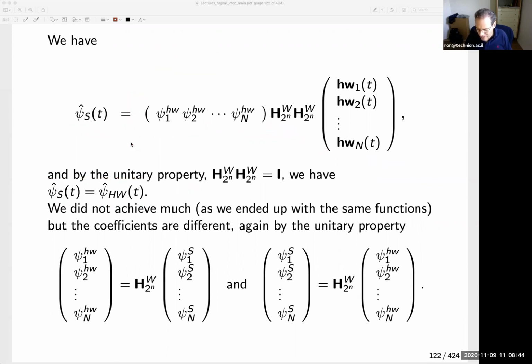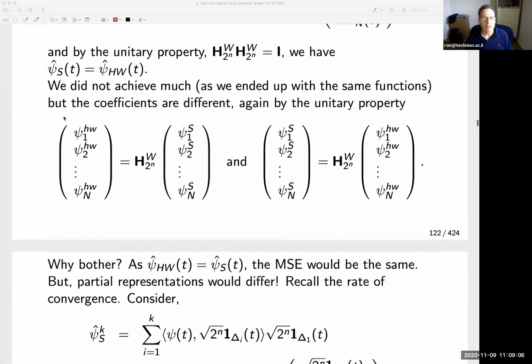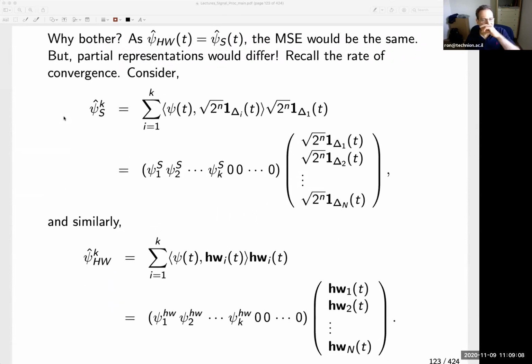So we didn't achieve much. We ended up with the same functions, but the coefficients are different. Again, by the unitary property, we have that this is the relation between the standard and the Hadamard-Walsh coefficients. And again, we get it in both directions. So this is taking the Hadamard-Walsh and translating into the standard basis. So what do we do with that? So the question is, why bother, as before, if the MSE, the mean square error, is the same?